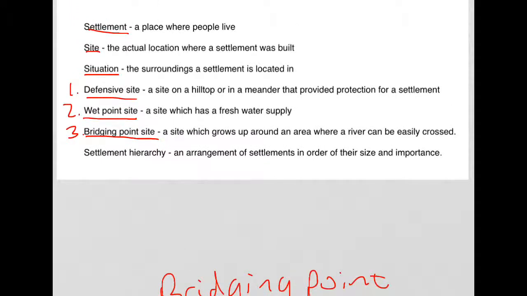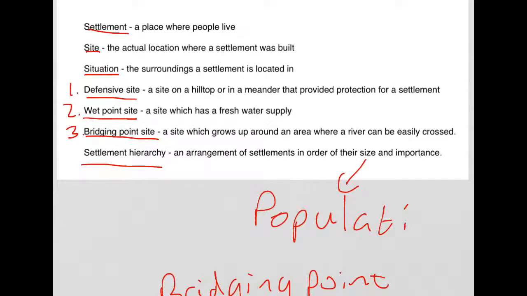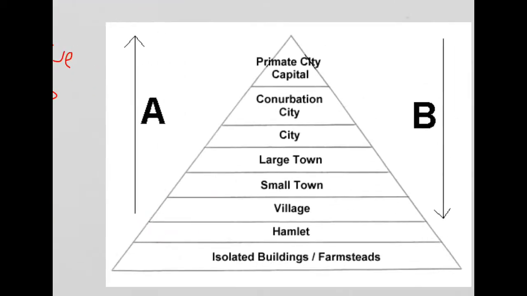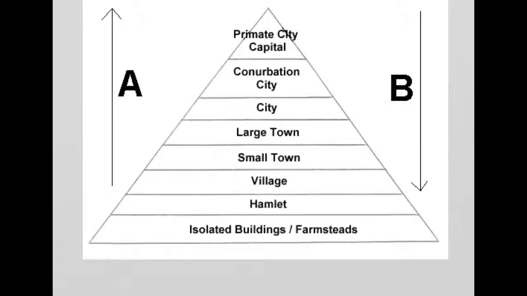One other definition that you will need to know is that of a settlement hierarchy. A settlement hierarchy is an arrangement of settlements in order of their size and importance. With regards to size, we are really talking about population. This diagram shows a settlement hierarchy. At the bottom of the diagram, at this level here, we have isolated buildings and farmsteads. As we move up through the settlement hierarchy, you can see the size of the settlements increase.